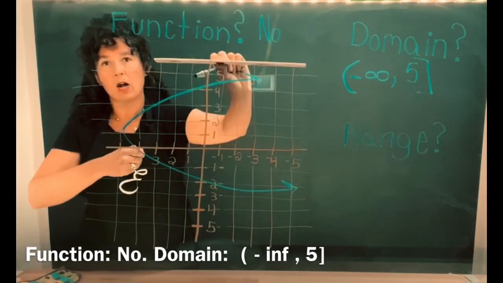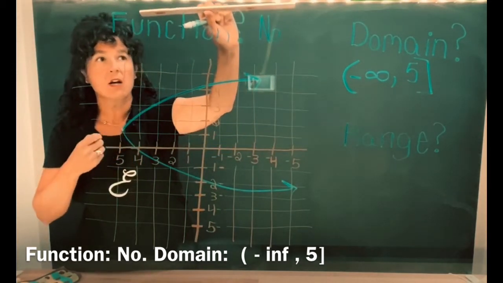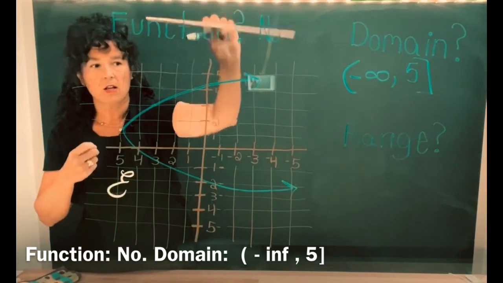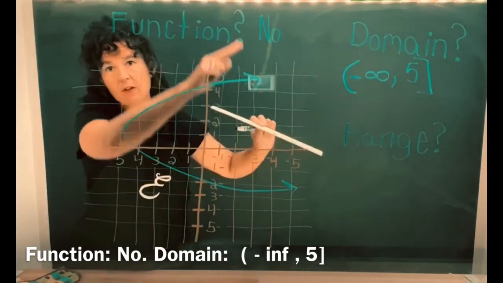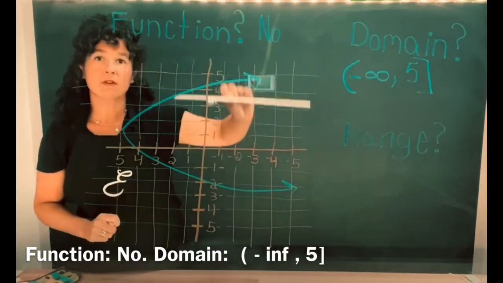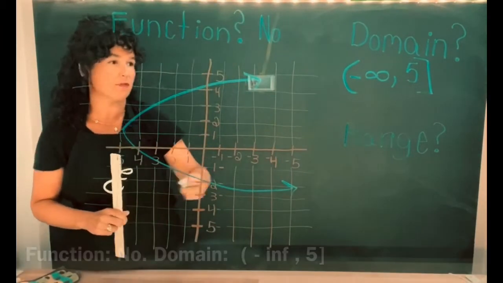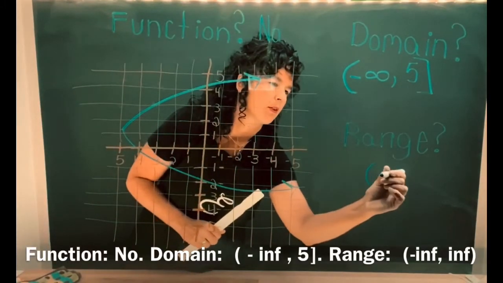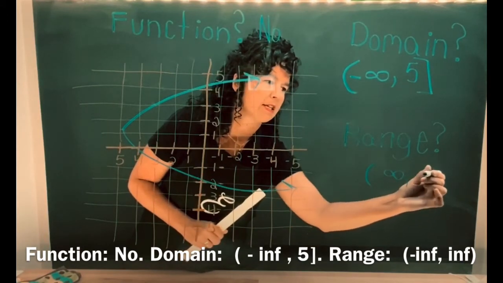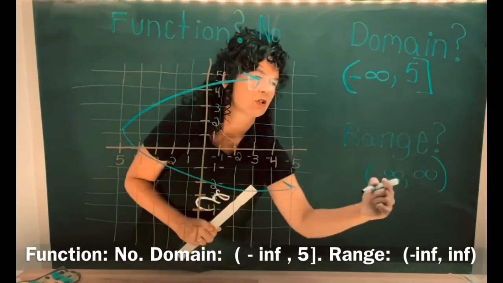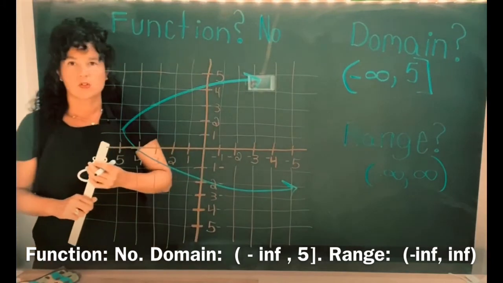and then this arrow is going up forever, so no matter how high I move this horizontal line, we're going to be in contact as well, because the graph is going forever down and forever up. So from negative infinity through positive infinity. Again, parentheses, smallest to largest. So that's our range.